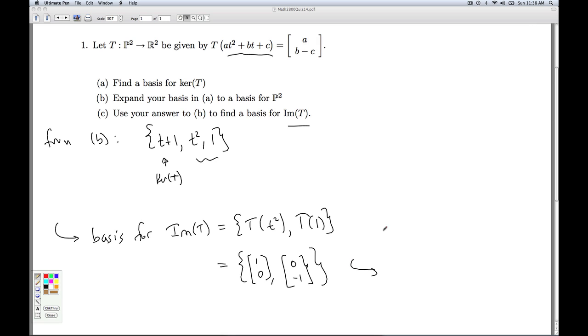And just as a little side note, this means that the image of T has got to be all of R2, because it's going to be the span of these, and these are two linearly independent vectors in a two-dimensional space. And actually we knew that from the dimension theorem, because the dimension of the domain is 3, the kernel is dimension 1, that means the image is dimension 2. And since the codomain is two-dimensional to begin with, that means the image has to be the whole thing. Okay, so that'll do it for quiz 14.